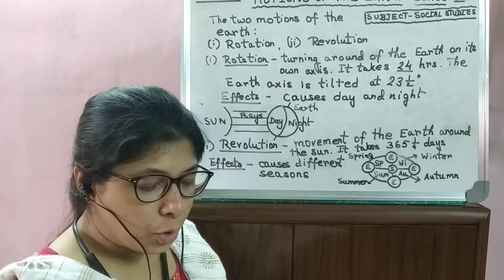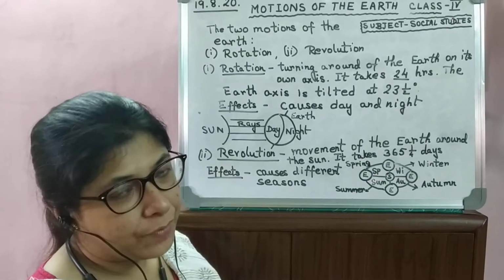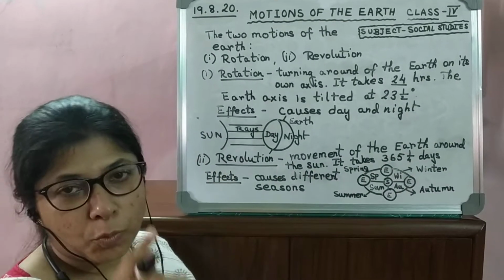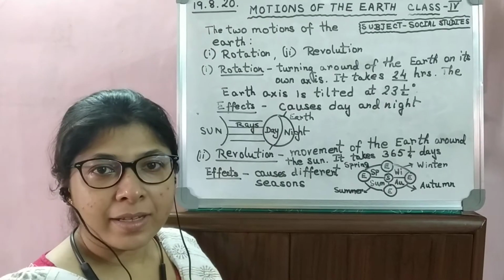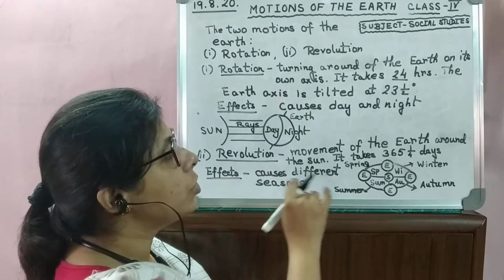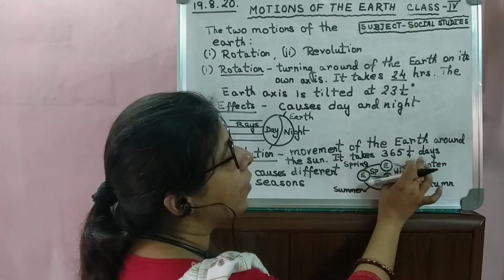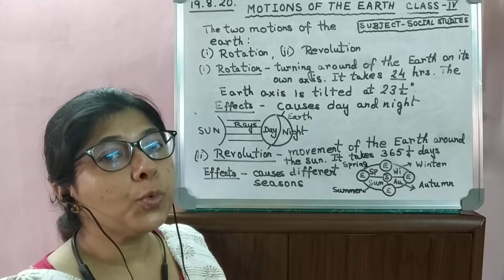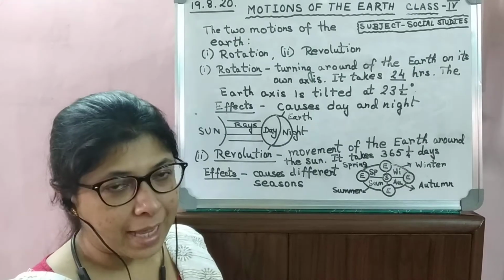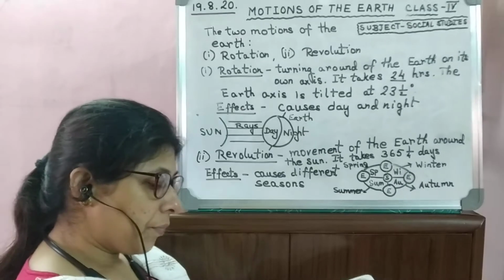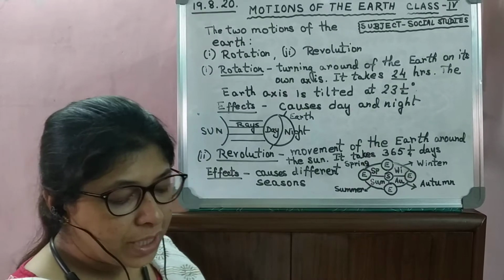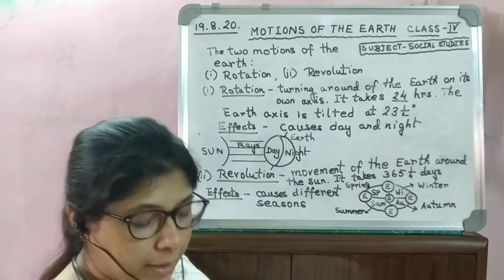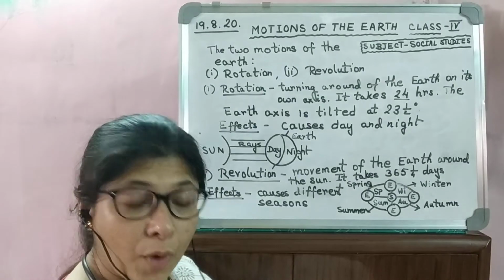Now next we come to revolution. What is revolution? Revolution is the movement of the earth around the sun. This revolution takes 365 and 1/4 days to complete one revolution of the earth around the sun. Now, a year is 365 days, 5 hours, 48 minutes and 45 seconds long. This is approximately 365 and 1/4 days.